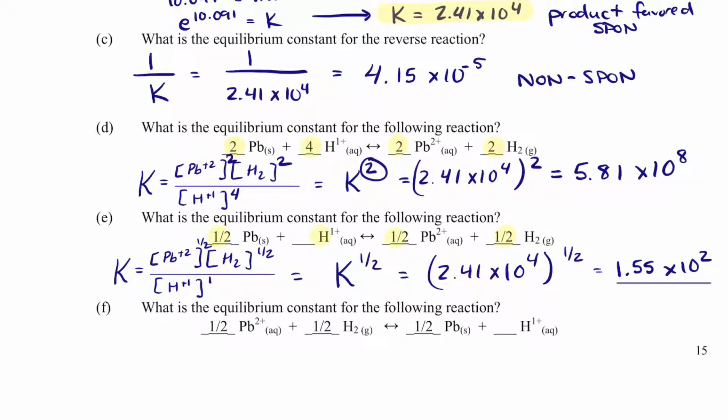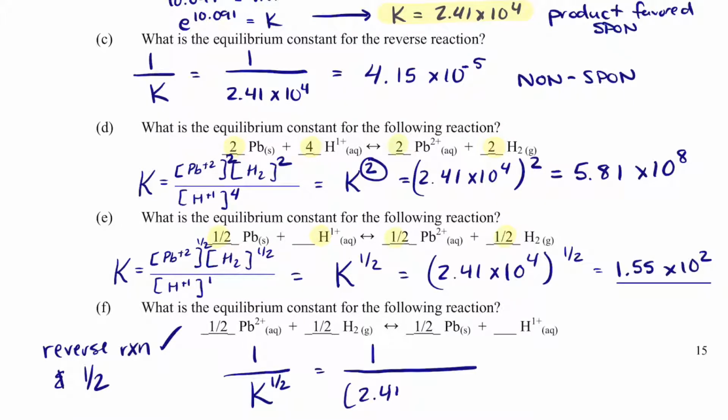And then on this last one, what has happened is I have the reverse reaction and my coefficients are halved. So what that means is for the reverse reaction, I'll take the reciprocal. So I'd get something like that. So I've done the reverse reaction, but then they're halved. So I need to take K to the 1/2 power. So this is 1 divided by 2.41 times 10 to the 4th, that's my original K value, to the 1/2. And when I do that, I get 6.44 times 10 to the -3rd.